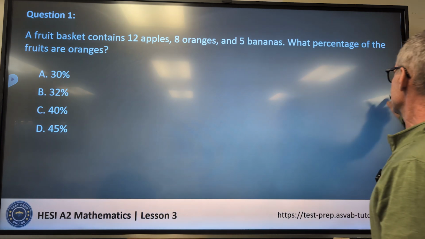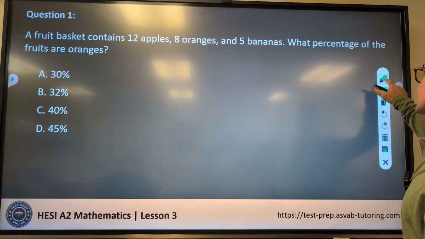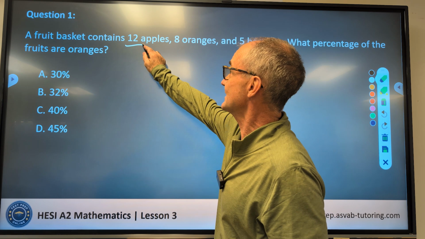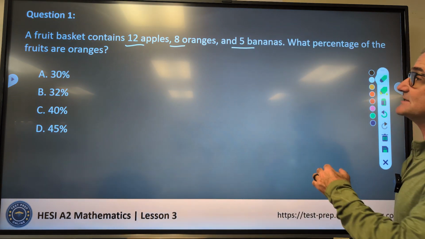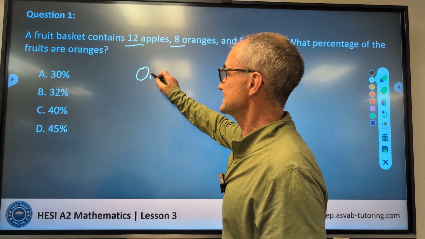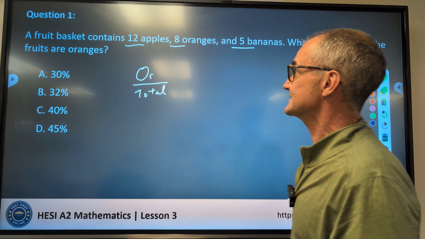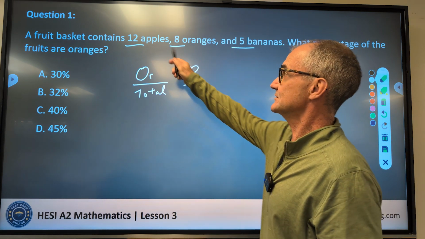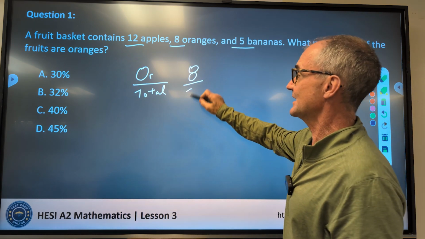Okay, first thing I do on this problem right here is I highlight the key points. So let's use a white pencil here. A fruit basket contains 12 apples, 8 oranges, and 5 bananas. What percentage of the fruits are oranges? So I want oranges over the total. Well, that's going to be a fraction. There are 8 oranges over a total of 12 plus 8 plus 5, 25.